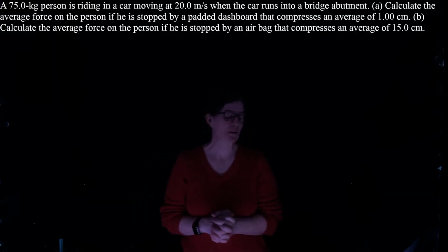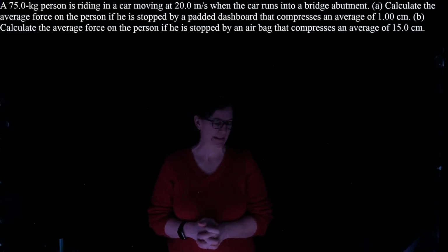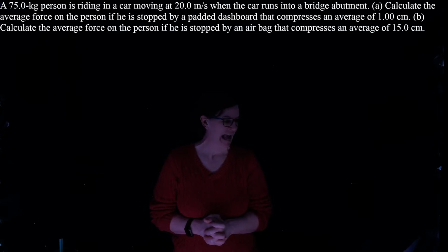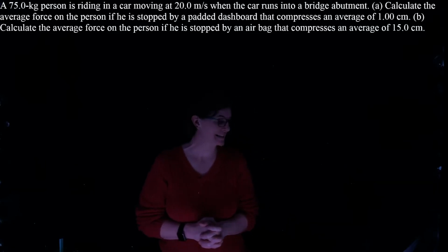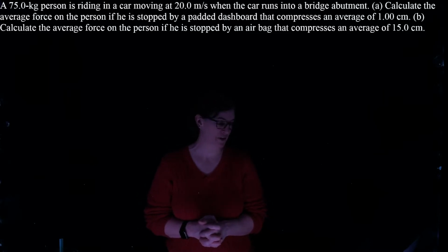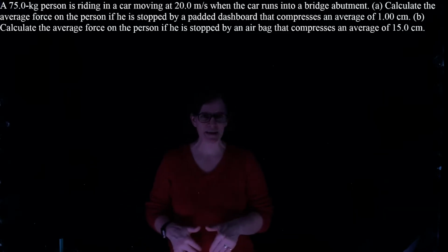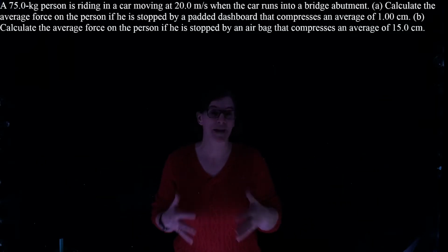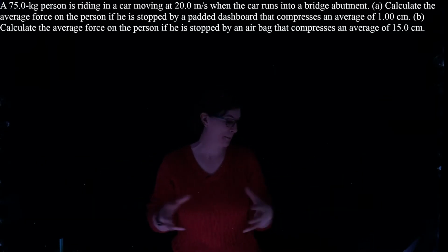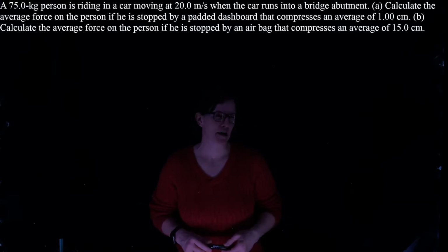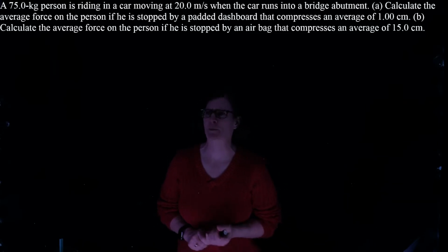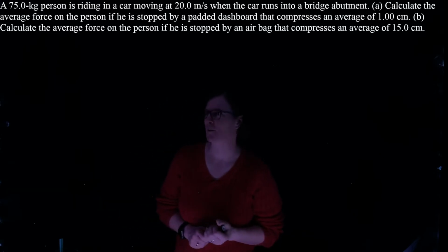Okay, so this problem reads: a 75-kilogram person is riding in a car moving at 20 meters per second when the car runs into a bridge abutment. Calculate the average force on the person if he's stopped by a padded dashboard that compresses an average of 1 centimeter. Then we're going to look at that same scenario when the airbag is used and the average force when it compresses by 15 centimeters. So sort of looking at how that airbag and dashboard help you. The airbag, of course, being the more important one.